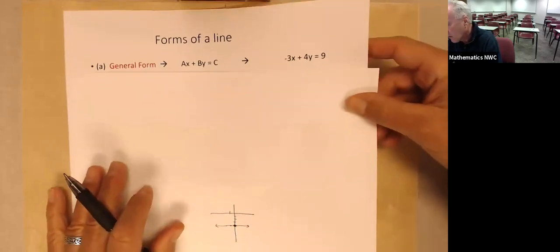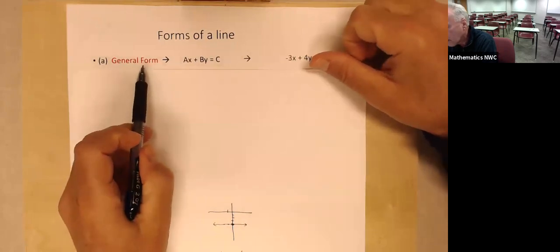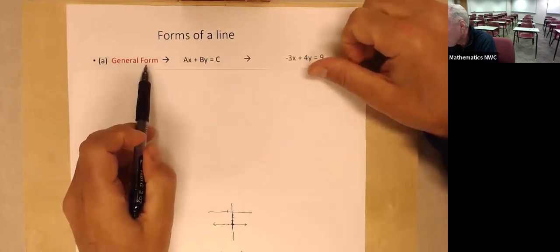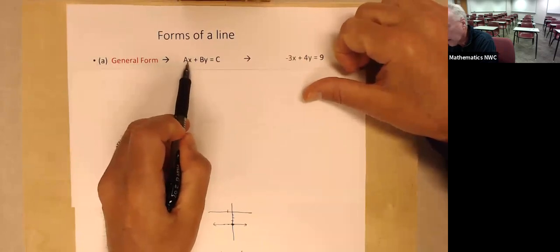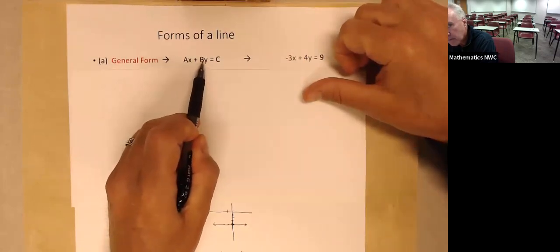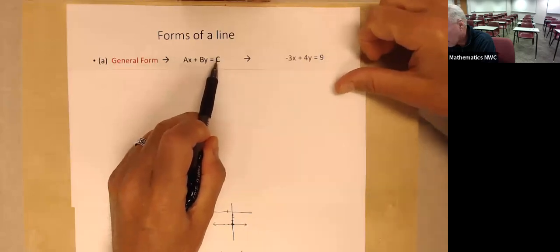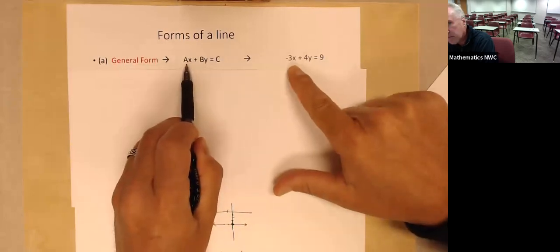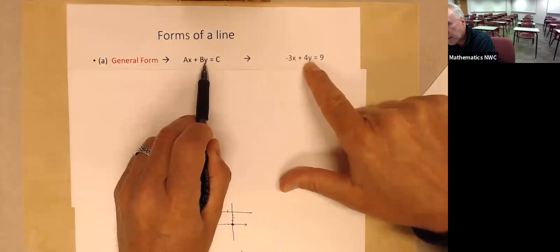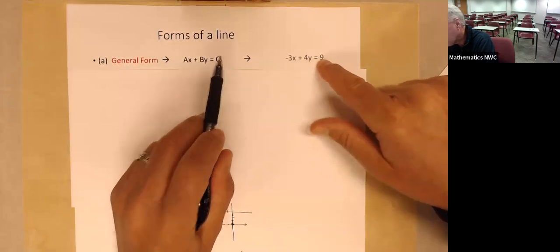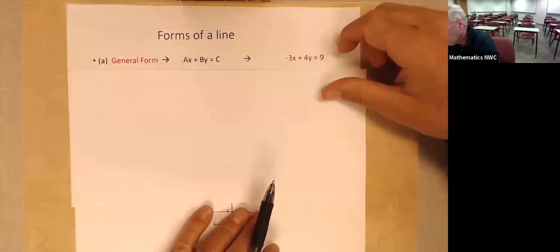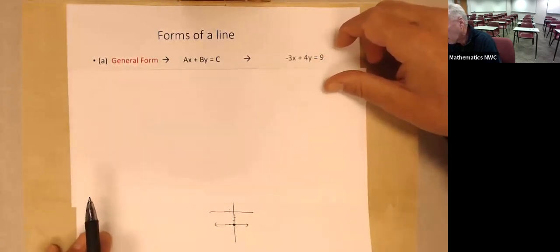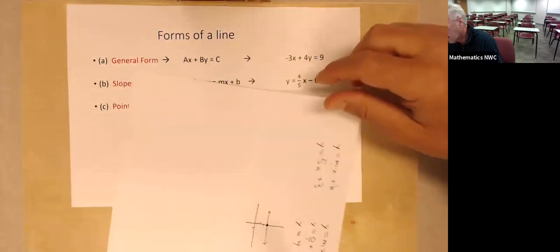Next, we would like to introduce some different forms besides just the slope-intercept form. The general form, which they might ask you to put your answer in, means I'm going to take the x term first, followed by the y term, equal to a number, whatever number is left. So here's an example. Negative 3x, that's my x term. The y term happened to be, in this example, 4y. The number is 9.